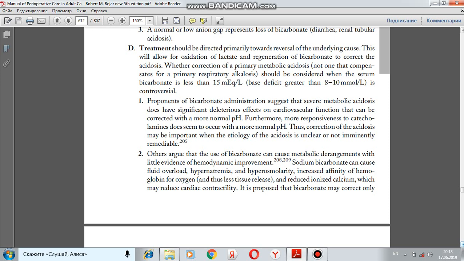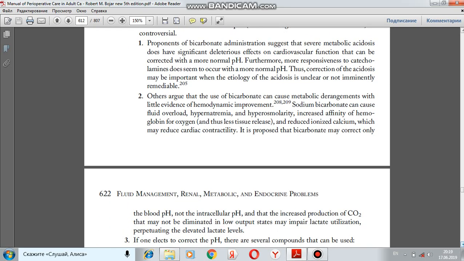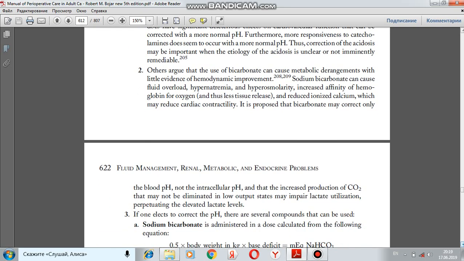Proponents of bicarbonate administration suggest that severe metabolic acidosis does have significant deleterious effects on cardiovascular function that can be corrected with a more normal pH. Furthermore, more responsiveness to catecholamines does seem to occur with a more normal pH. Thus, correction of the acidosis may be important when the etiology of the acidosis is unclear or not immediately remediable. Others argue that the use of bicarbonate can cause metabolic derangements with little evidence of hemodynamic improvement.